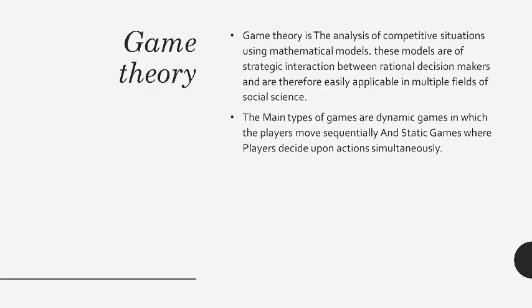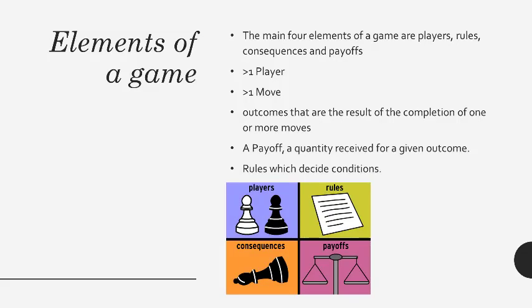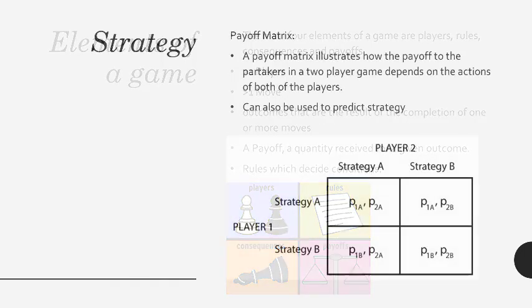Game theory is more concerned with the strategies and choices than optimal solutions, but is principally about the study of decision making. The elements of a game are one or more players, whether people, a group or an organisation, one or more moves or choices where a move is an action carried out in the game, a set of outcomes where an outcome is the consequence of the completion of one or more moves, a payoff, a quantity received for a given outcome, and lastly, rules which stipulate the conditions for the moves, players, outcomes and payoffs.